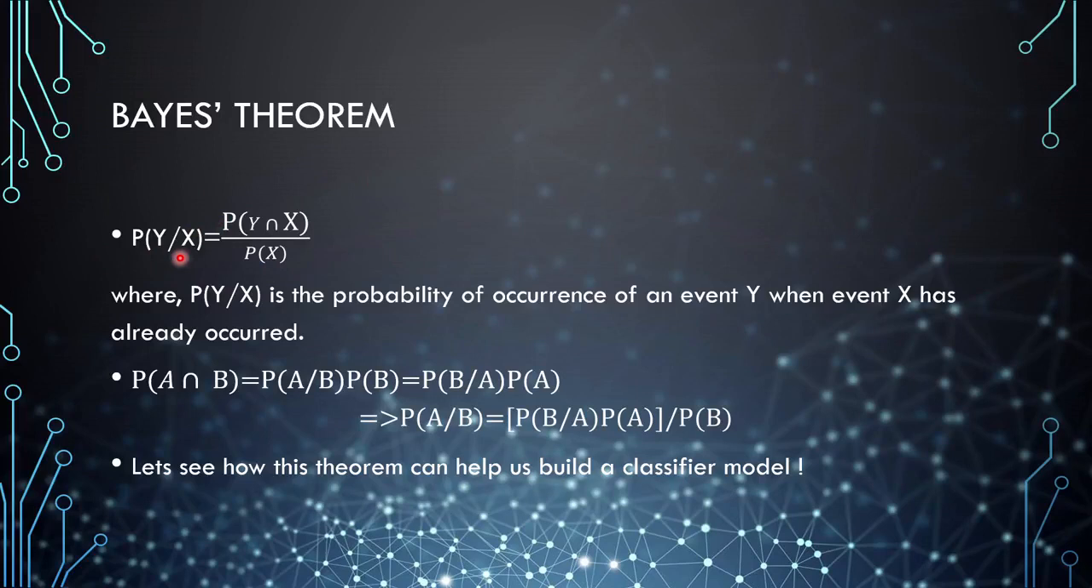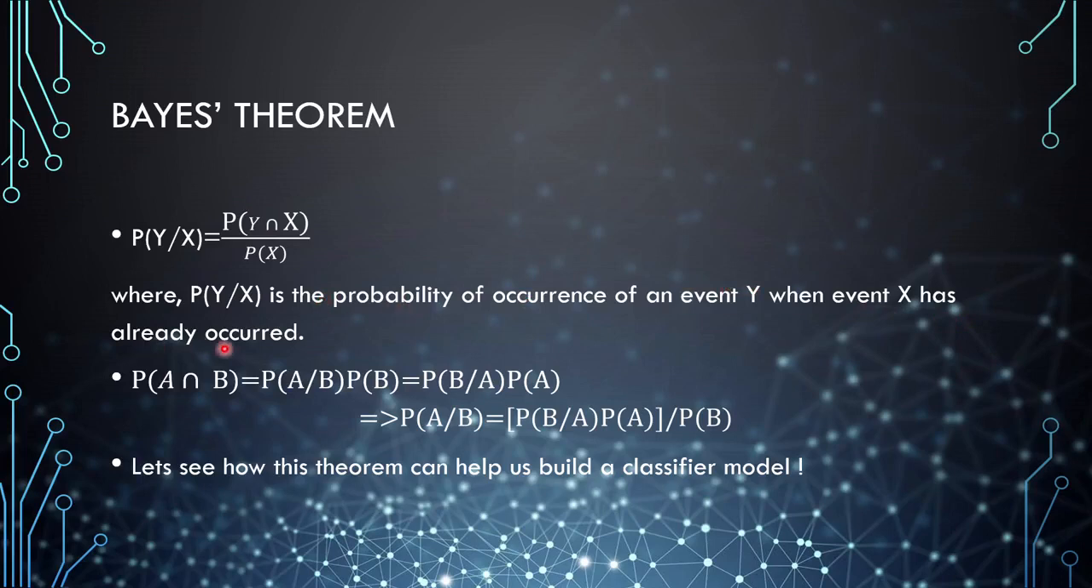So probability, this shows that the probability of y given x is equal to the probability of y intersection x divided by probability of x. So what is the probability of occurrence of y when x has already occurred? Both should have occurred, divided by only x. Okay, so this is the essence of Bayes theorem, where p of y given x is the probability of the occurrence of an event y when an event x has already occurred.